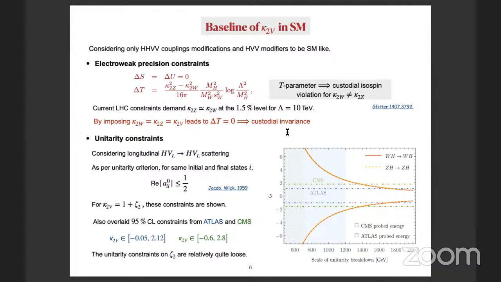Now, at leading order, the first thing we can discuss is the constraints on these modifications using unitarity. For unitarity, we consider HH to VV scattering, and as per the unitarity criteria, the real part of the zeroth order partial wave has to be less than 0.5. On the right hand side, I've shown the constraints where zeta 2 is the deviation from 1 of these HHVV couplings. On the x-axis, I have shown the scale of unitarity breakdown. On this plot, I've also put the constraints which are available from ATLAS and CMS.